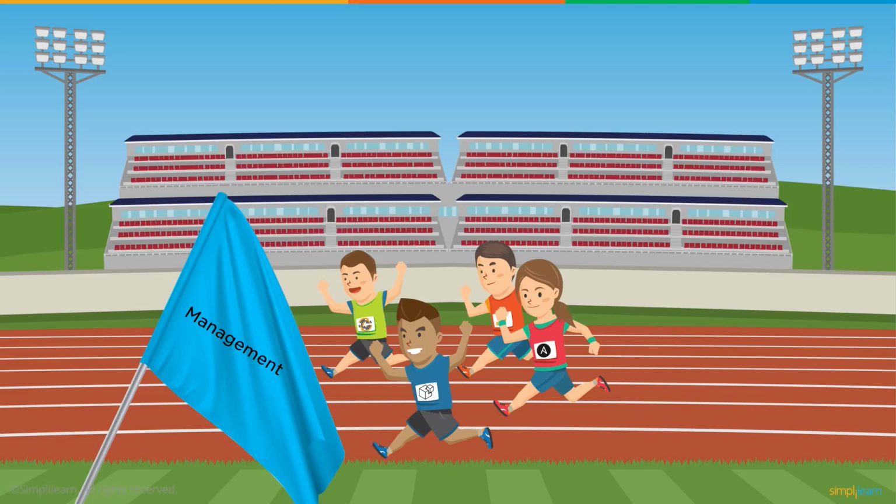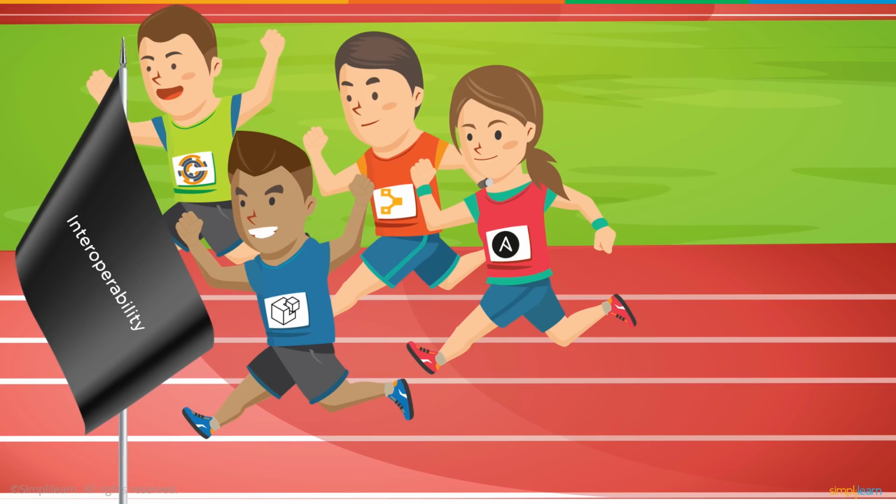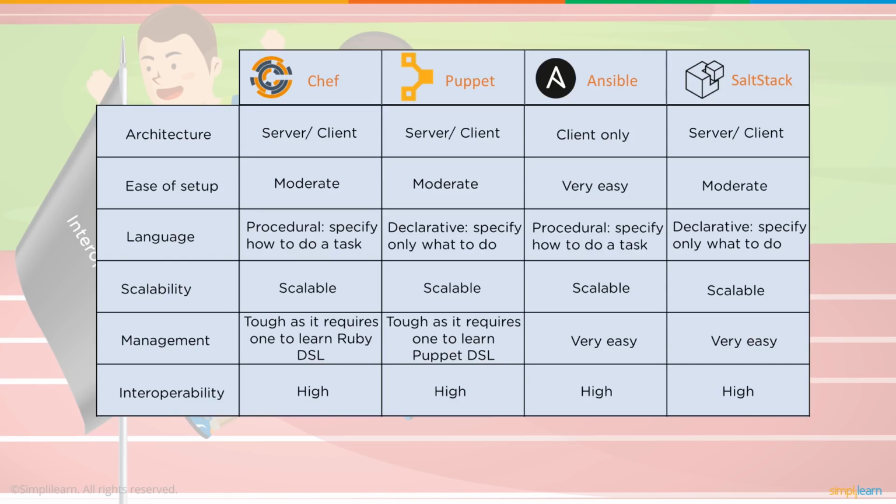What do the management tools look like for our 4 contenders? Again, we have a 2-way split. With Ansible and Saltstack, the management tools are really easy to use. You're going to love using them. They're just fantastic to use. With Puppet and Chef, the management tools are much harder to learn, and they do require that you learn either the Puppet DSL or the Ruby DSL to be able to be a true master in that environment. But what does interoperability look like? Again, as you'd imagine, similar to scalability, interoperability with these products is very high in all 4 cases.